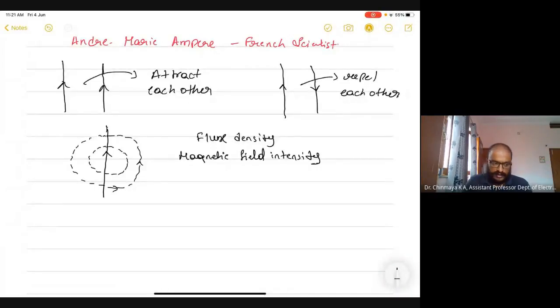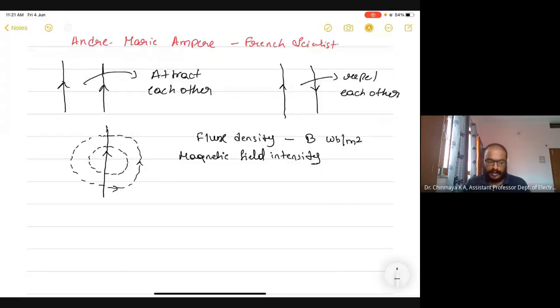The flux density can be defined as the flux lines passing through a unit area. So if you have a unit area, the number of flux lines passing through that unit area is defined as flux density. It is generally denoted as B, and the SI unit: the flux is in Weber and the unit area is in meter square. The unit for flux density is Weber per meter square.